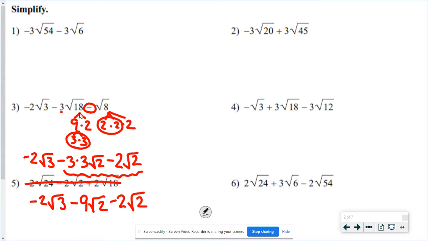Feel free to change those for the keep, change, change if that helps you. So I would have negative 2 rad 3, and then a negative 9 rad 2, and a negative 2 rad 2 would be a negative 11 rad 2.